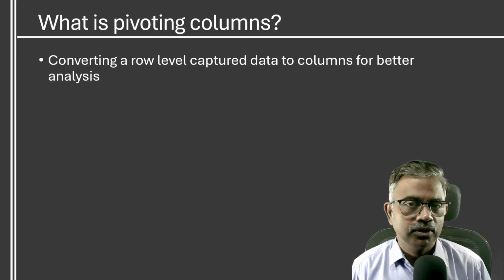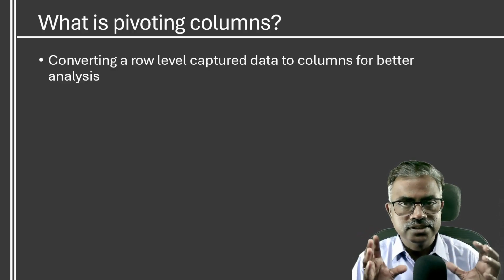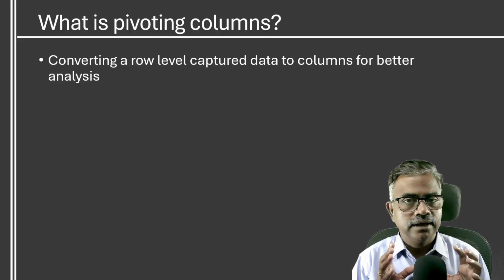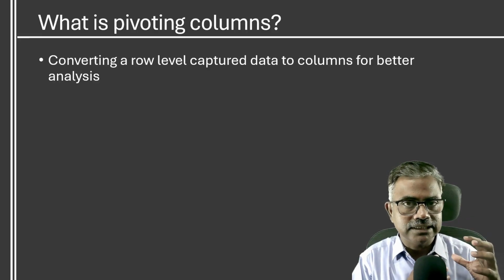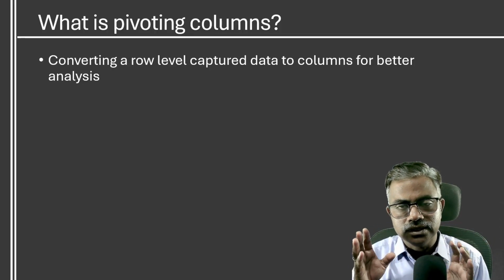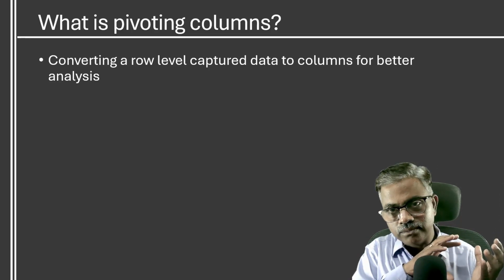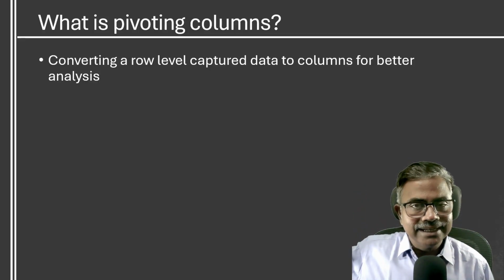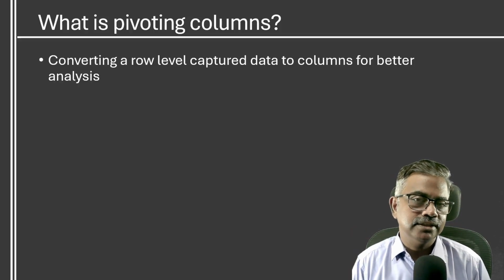If you are familiar with the Excel pivot table, you know that you can drag and drop the fields into 4 different sections: row, column, filter, and values. It is like a field whose items are available at the row level, but it is not making sense there. When you drag and drop them into the column section, it makes much more sense. That process, where the items of that field get segregated and presented as columns, is called pivoting the columns.